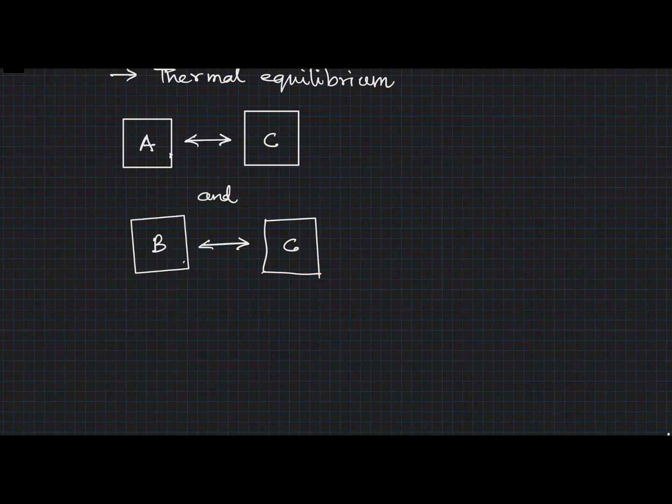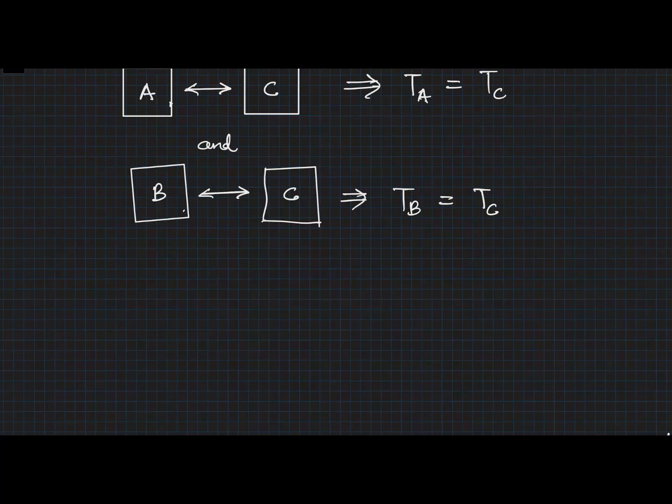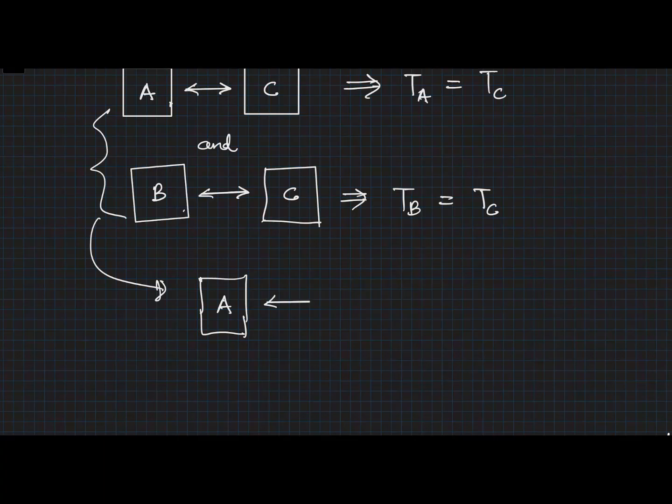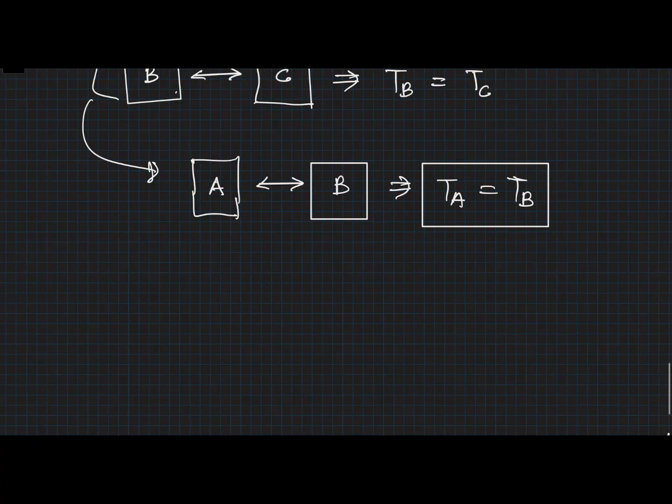So basically what I mean here is temperature of A is equal to temperature of C, and here temperature of B is equal to temperature of C. Then we can say that A and B are also in thermal equilibrium with each other. So body A is also in thermal equilibrium with body B, which means TA is equal to TB. And from here, we can say that the temperature of body A is equal to the temperature of body B. And that's how we define temperature in thermodynamics.